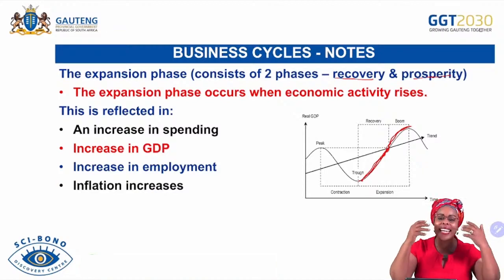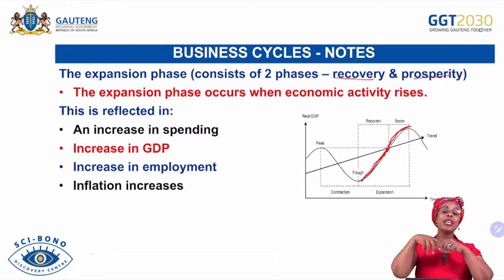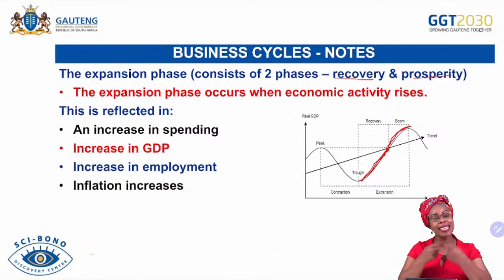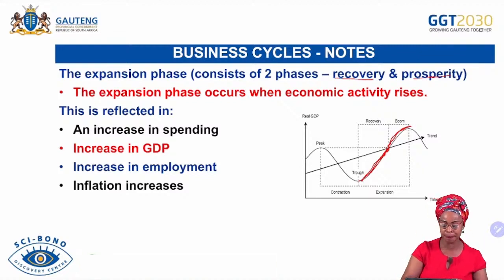Inflation also increases. Why? People are working, people have money. They are demanding more. If we are demanding more and supply does not respond at the same time, prices will go up. So it is during this phase that prices will also go up and that will cause inflation.